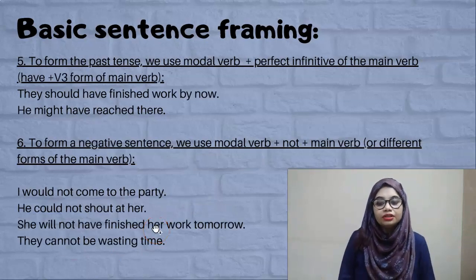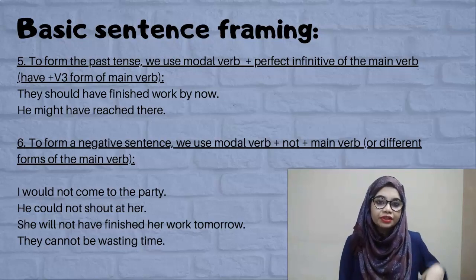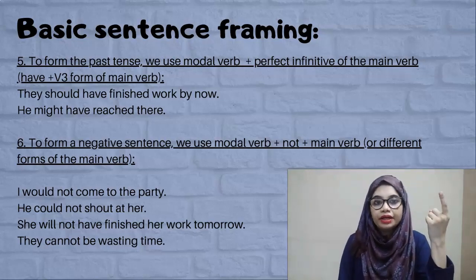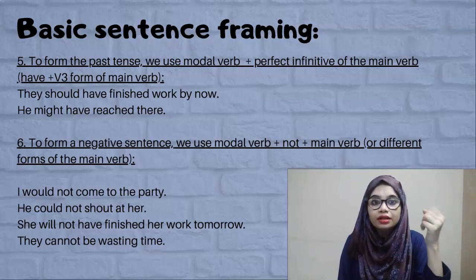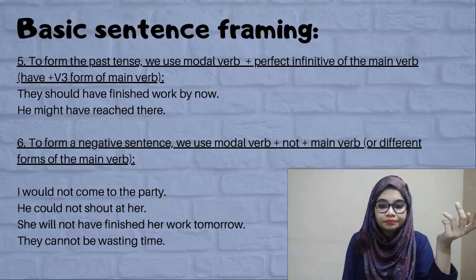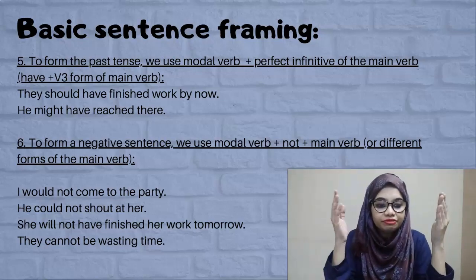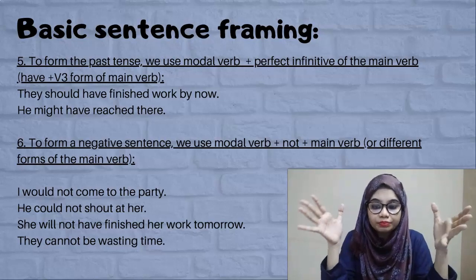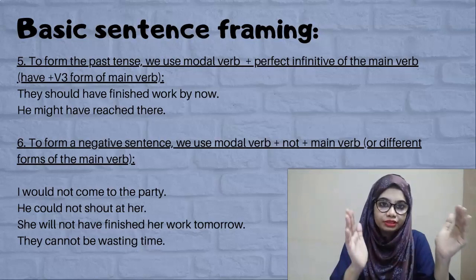Number 5. To form the past tense, we have now seen how modal verbs are used in general sentence framing, how they are not used in general sentence framing. We have seen the continuous tense, we've seen the future. Now we are looking at the past. We must use modal verb plus perfect infinitive of the main verb. What does a perfect infinitive mean? Perfect infinitive means have plus V3.